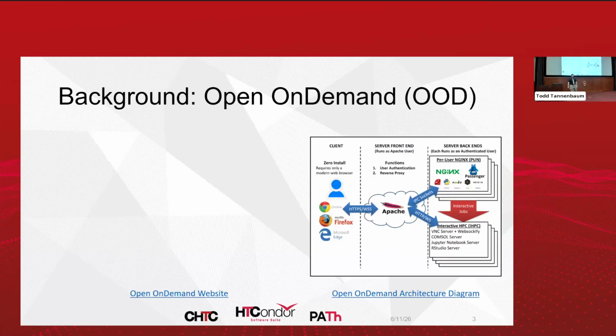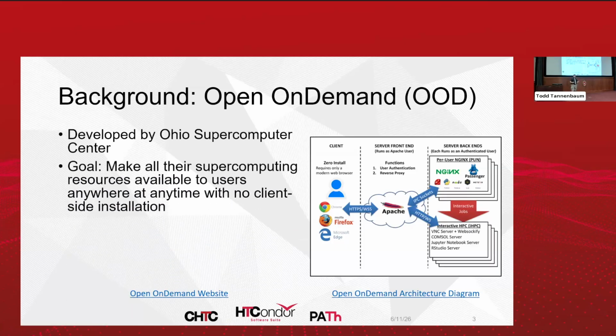For those that don't know, Open OnDemand is a software project developed by the Ohio Supercomputer Center. Their main goal was to make all their supercomputing resources available to users anywhere at any time with no client-side installation. It is actually kind of crazy. I believe I saw a presentation from a couple years ago where they accessed their Slurm cluster from a Tesla interface. Pretty crazy.